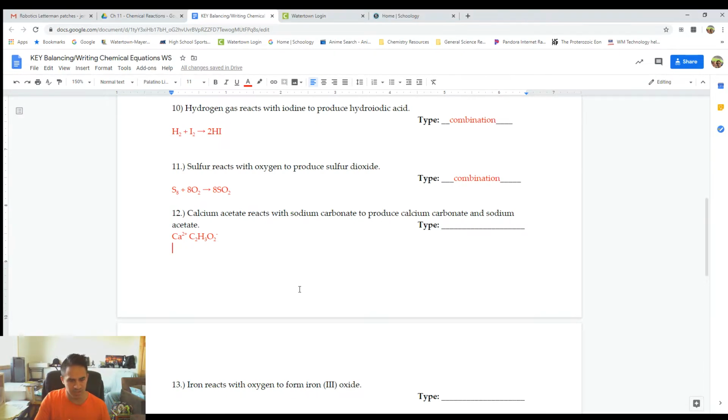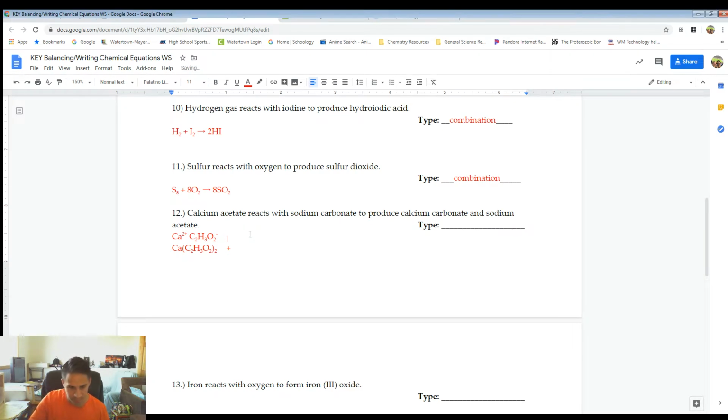All right? Because acetate is only -1, calcium is +2. So it's going to be Ca and then parentheses C2H3O2 and then 2 of them, outside the parentheses. There's calcium acetate. That's reacting with sodium carbonate.